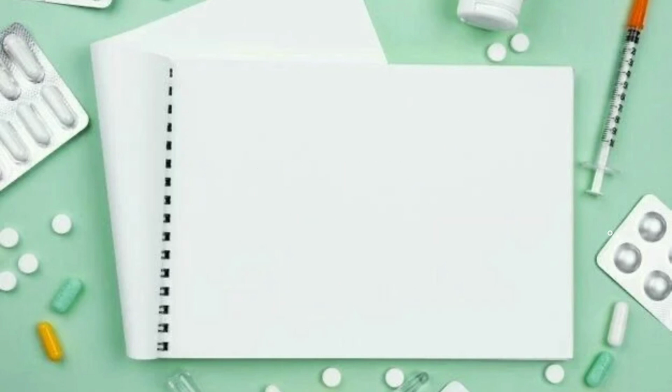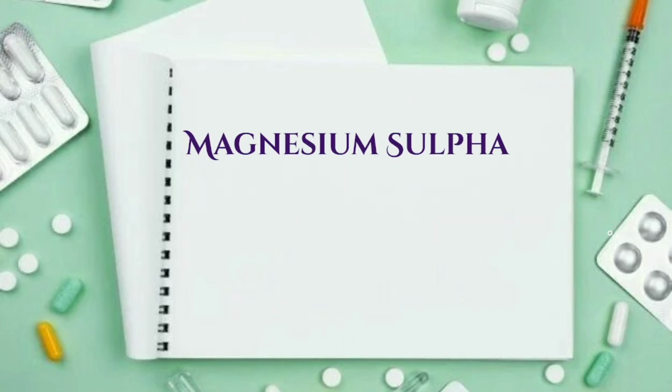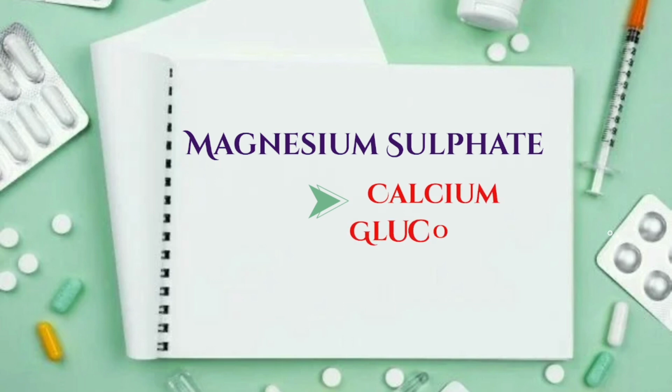Our next drug is magnesium sulfate. Magnesium sulfate is mainly used to treat short term constipation or as a soaking solution, we can say. And the antidote for magnesium sulfate is calcium gluconate. Calcium gluconate is the antidote for magnesium sulfate toxicity.